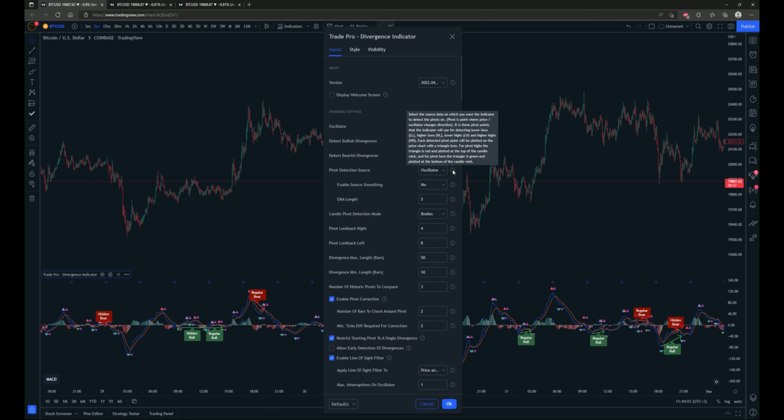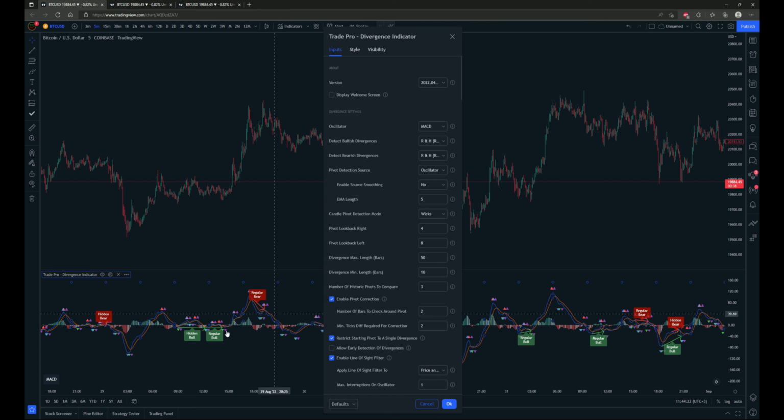these right here, but I'm just going quickly through. But don't worry, there is a more detailed explanation for each of these sections. So let's go down now. The source smoothing, where you can apply an EMA that's going to smooth the divergence signals. You have a candle pivot detection mode, where right now it's set to bodies.